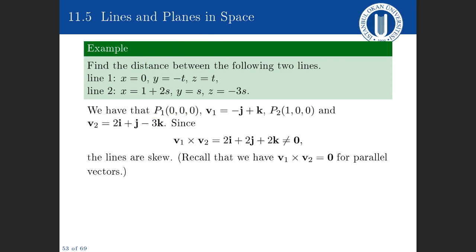We need a point on line 2. We could take the first numbers, 1, 0, and 0. And we need a vector which is parallel to line 2. So look at the numbers in front of the s, 2, 1, and -3. We can calculate V1 cross V2, and I'll leave it for you to check. This is 2i plus 2j plus 2k, which is not the 0 vector. So these two lines which do not intersect must be skew lines.